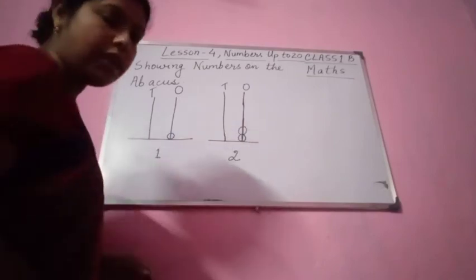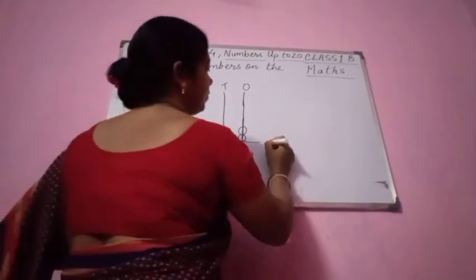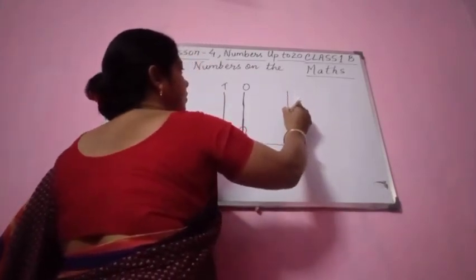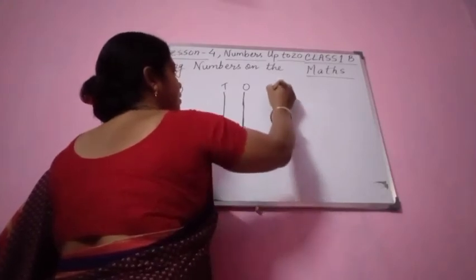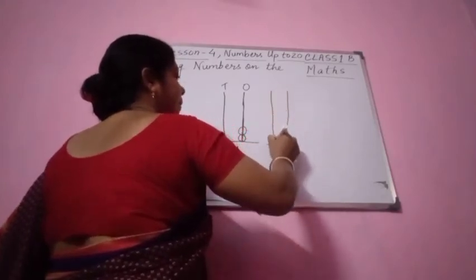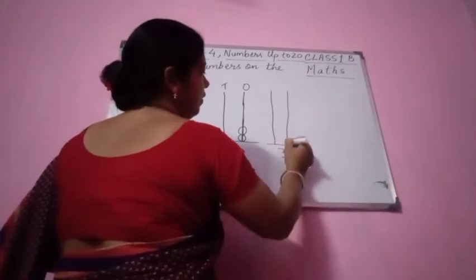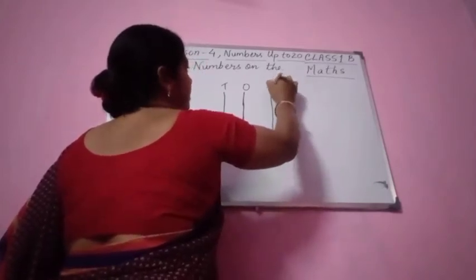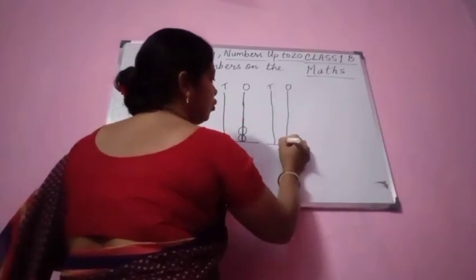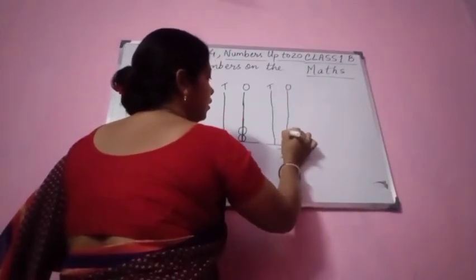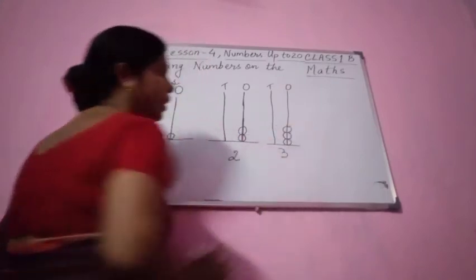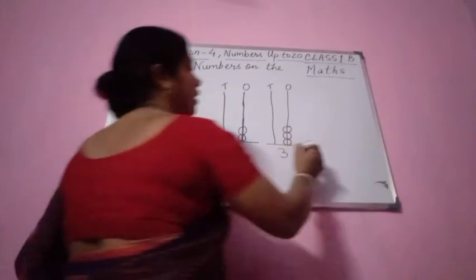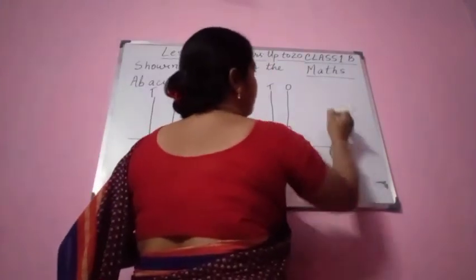Next number is 3. Let us do it here, ones and tens. How will we show 3? 1, 2, 3. Three beads we are going to show. Okay, this is 3. Next number, 4.